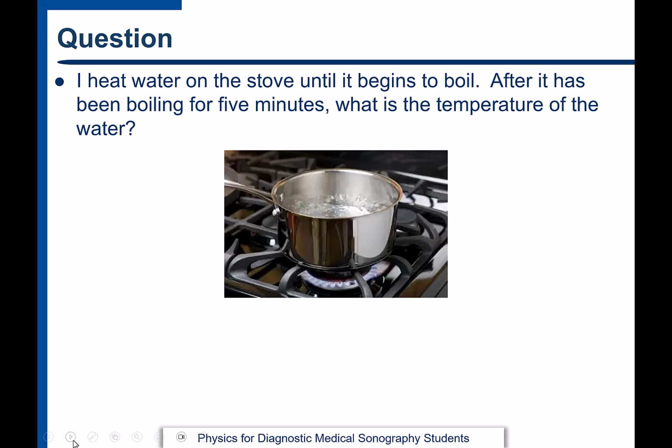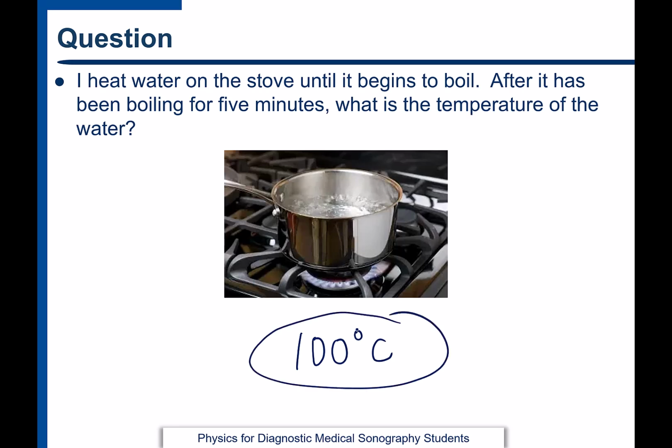Here's just a quick concept check question. I heat water on the stove until it begins to boil. After it has been boiling for 5 minutes, what's the temperature of the water? Well, hopefully you've all yelled at your screens that it's still 100 degrees Celsius, because as long as we have water and steam simultaneously, we know the temperature is still 100 degrees. In other words, if you put a thermometer in your boiling water, it's never going to read more than 100 degrees.